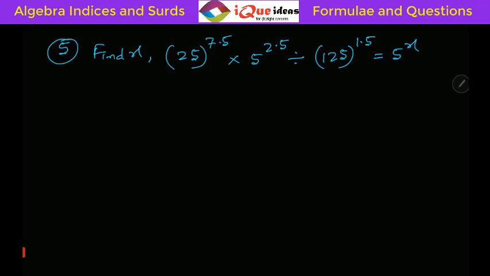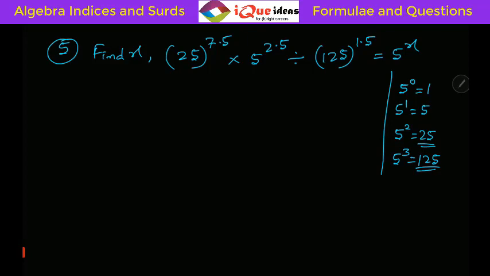It says find the value of x, where it is given that 25 to the power 7.5 into 5 to the power 2.5 divided by 125 to the power 1.5 is equal to 5 raised to x. Before going ahead, if you remember, 5 raised to 0 is equal to 1, 5 raised to 1 is equal to 5, 5 raised to 2 is equal to 25, 5 raised to 3 is equal to 125. So here 125 and 25 are going to be used.